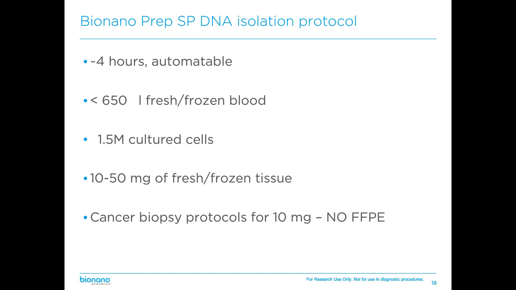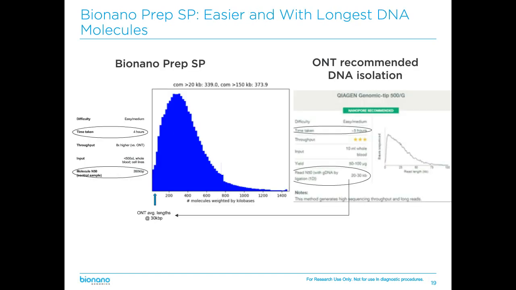If you compare that with a standard QIAGEN protocol that's recommended for long-read sequencing, for example, they get reads of just about 20 or 30 kb. If you look at the distribution of where the Bionano molecules fall, you see that that is on the far, far left, and that all our molecules really are larger than that. In fact, the shortest molecules that we use in our analysis are 150 kb, and then they go all the way up to 3 megabases. And our protocol is also faster than that standard protocol.